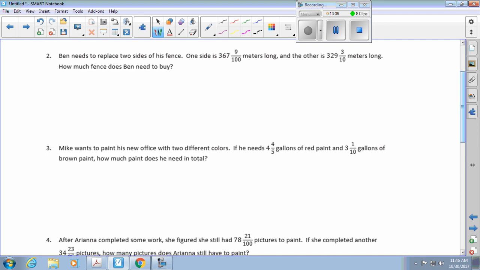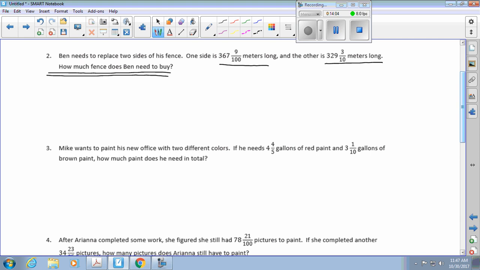So, key things we need to underline. First of all, Ben needs to replace 2 sides of his fence. One side is 367 and 9 hundredths meters long. That seems important to me. How about you guys? Yeah, let's underline that. The other is 329 and 3/10 meters long. Underline it? Yeah. All right, and we need to figure out how much fence he needs to buy if he's replacing each of those pieces.